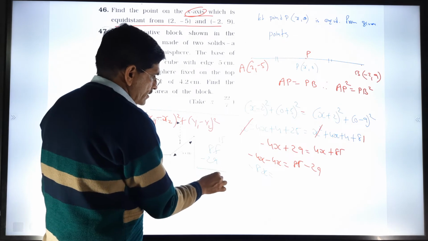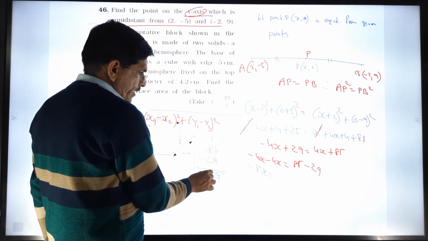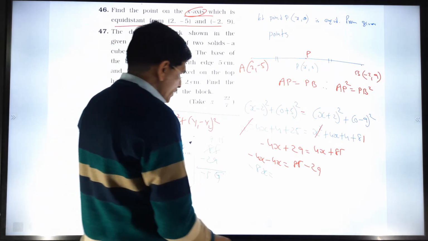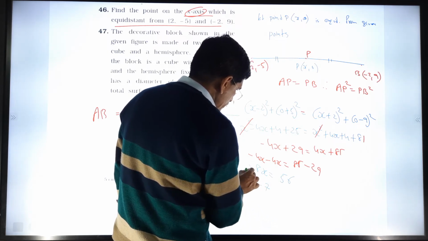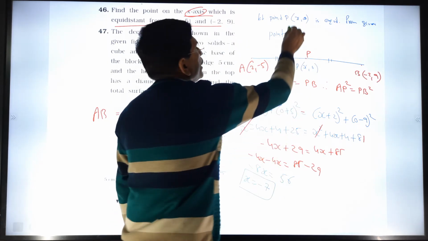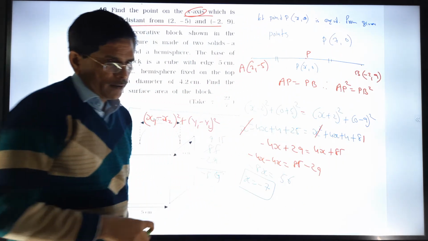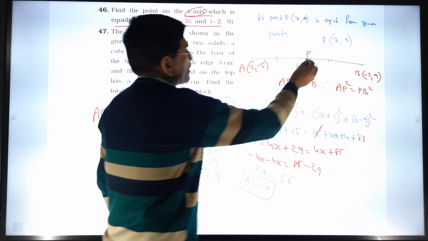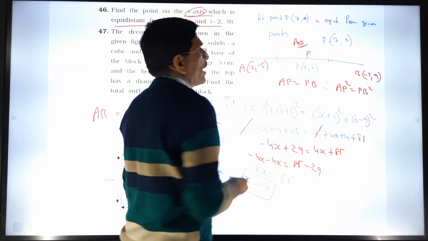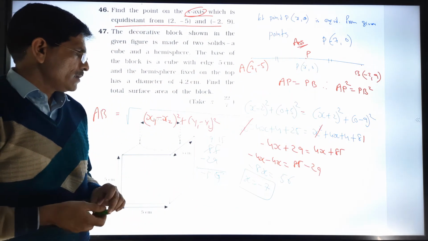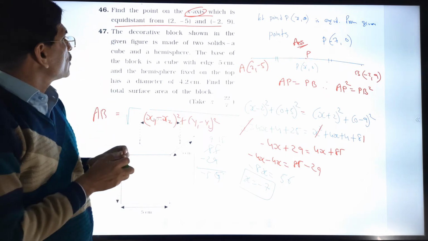So 15 minus 9 is 6, 7 minus 2 is 5. So only 56 is there. So x is equal to minus 7. So the coordinate of P is (-7, 0). So your answer is P (-7, 0). I think you have understood this also.